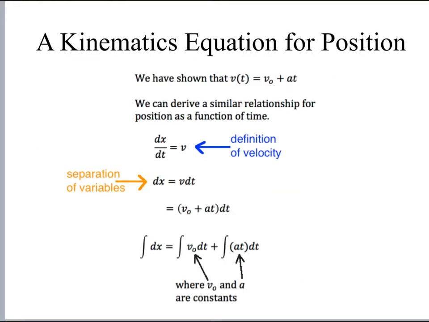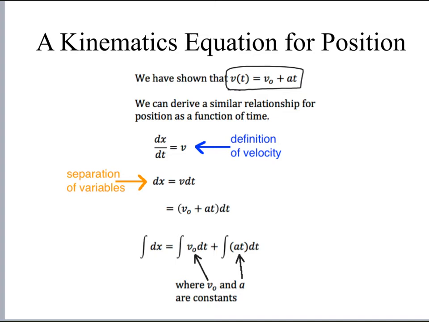Now we have used this separation of variables technique to derive this equation, the velocity as a function of time. And we're going to apply the same trick to this equation and get an equation for the position as a function of time. Remember, the definition of instantaneous velocity is dx over dt. And so I've got dx over dt equals v. That's the definition of velocity here.